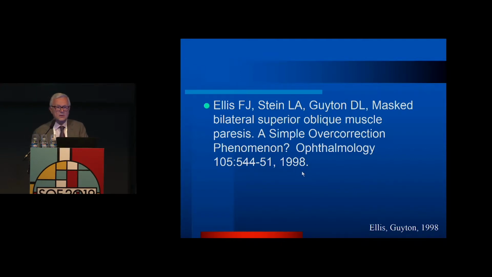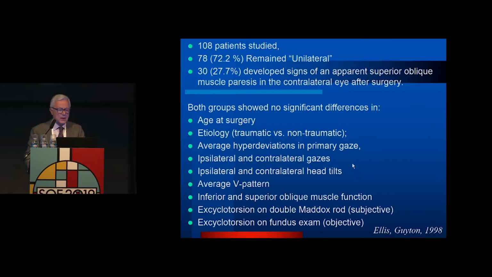10 years after Kushner, the Guyton group at Hopkins, Jim Ellis and David Guyton, studied their own patients, and they had 108, 72% of them remained unilateral. 27% as time went had some abnormality on the contralateral eye. And they really didn't know what was going on.